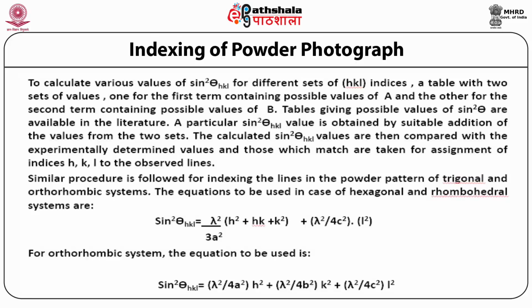Similar procedure is followed for indexing the lines in the powder pattern of trigonal and orthorhombic systems. The equations to be used in case of hexagonal and rhombohedral systems are sine square theta HKL is equal to lambda square upon 3A square into H square plus HK plus K square plus lambda square by 4C square into L square. For orthorhombic system, the equation to be used is sine square theta HKL is equal to lambda square upon 4A square into H square plus lambda square upon 4B square into K square plus lambda square upon 4C square into L square.